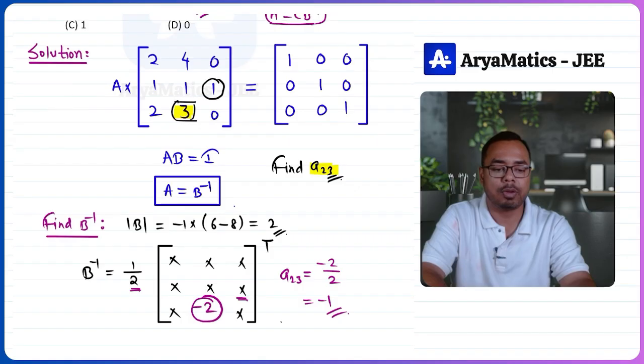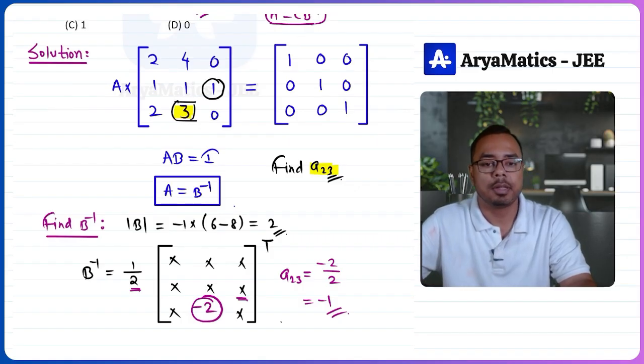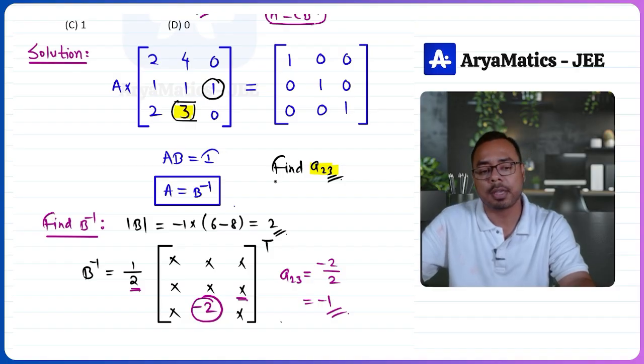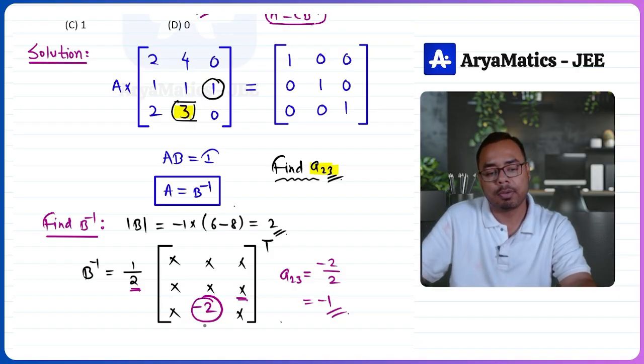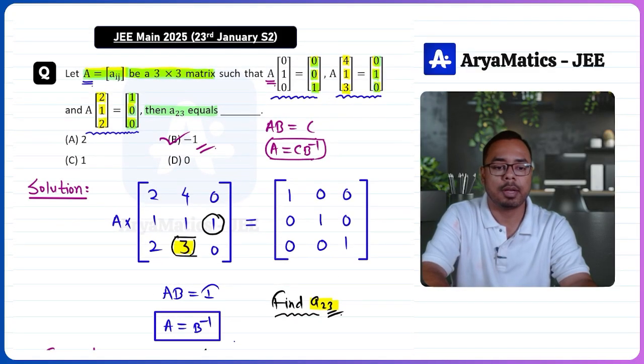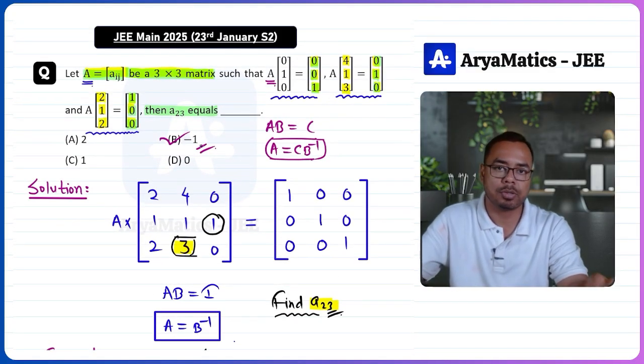Here after combining, we got matrix A as B inverse. Then we calculated B inverse, and because we were interested only in the element of the second row, third column, we calculated only this particular element. And finally, A2,3 was minus 2 by 2, which is minus 1. And hence the correct answer for this problem is option B.